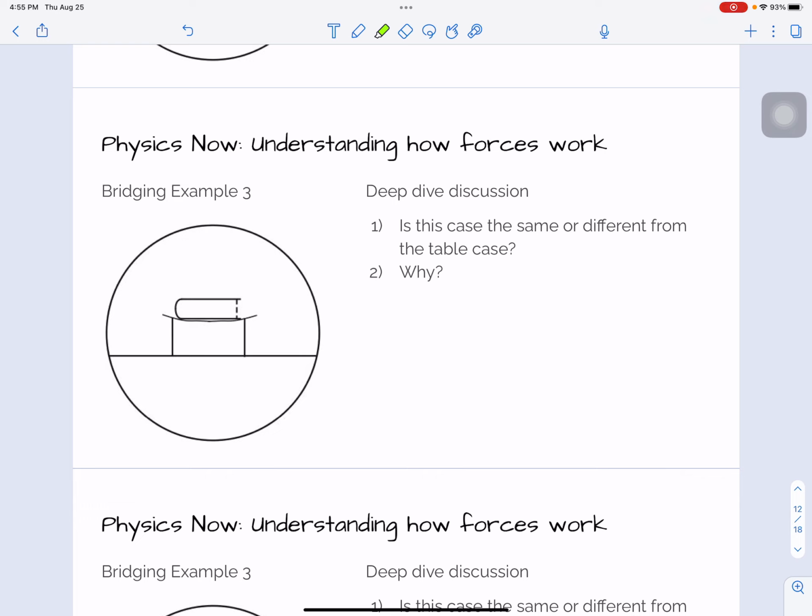So, is this case the same or different from the table case? Why? Discuss, then summarize what you think is correct.